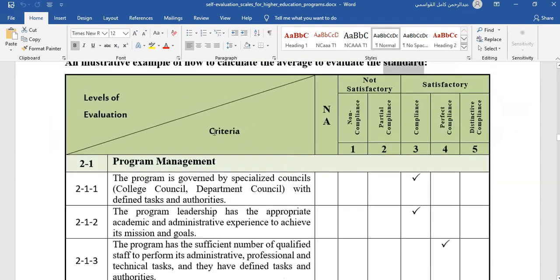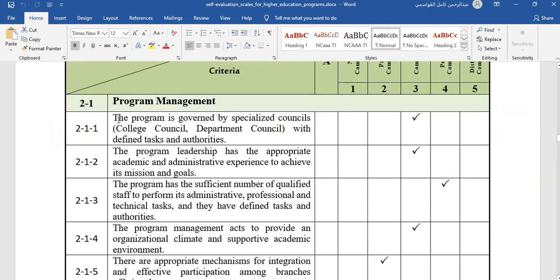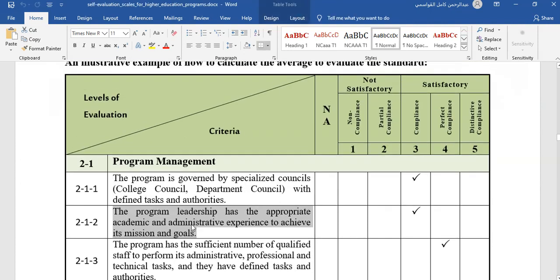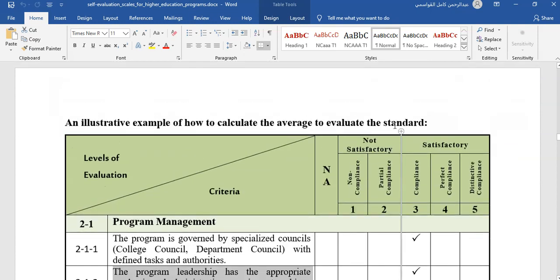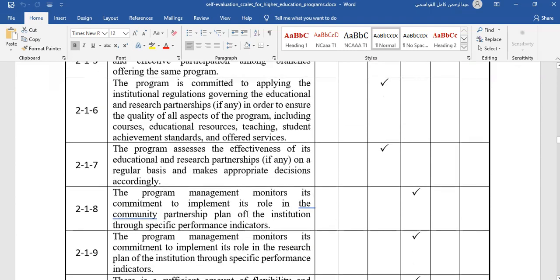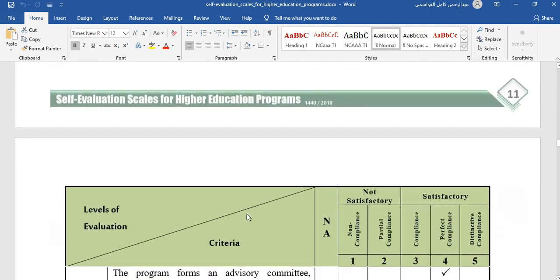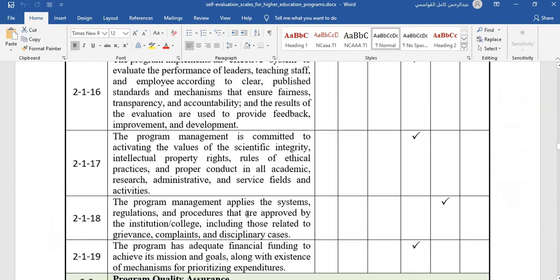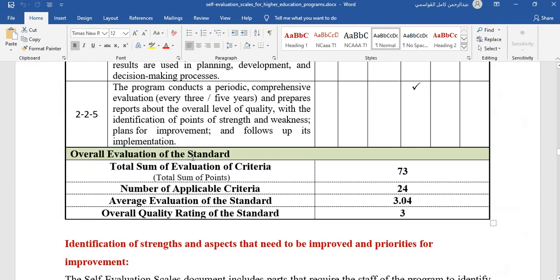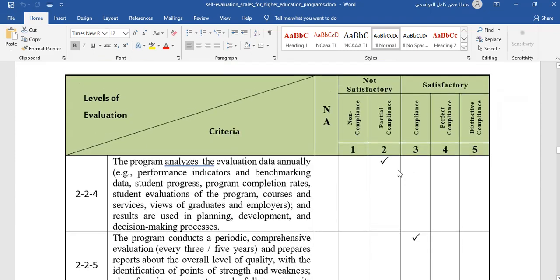Every criterion, the first criterion, the second criterion, and I have a lot of criteria, and all these criteria belong to this standard. This is standard number 2. After that, what you will do is find the average. Program quality assurance, this is T2. How can you find it? 73. From where? Let's go here.